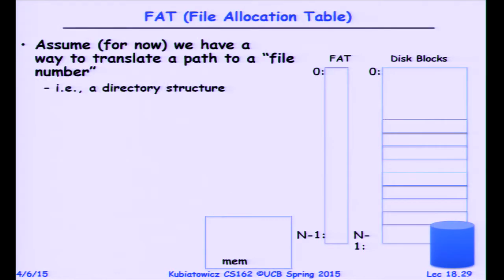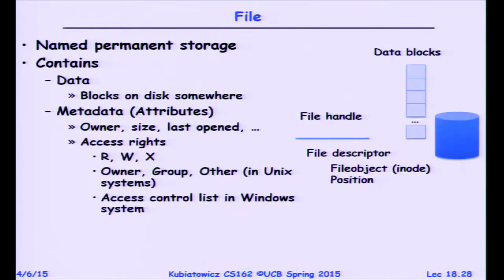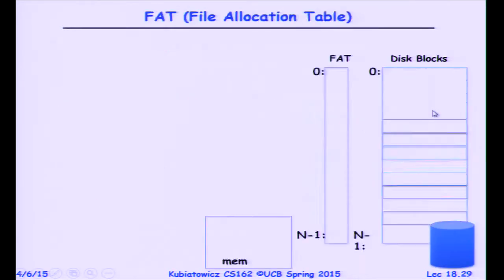Okay, so let's start with how we structure a file. We haven't really talked about how these data blocks are laid out on disk, and what I want to start with is something called the File Allocation Table, or FAT.